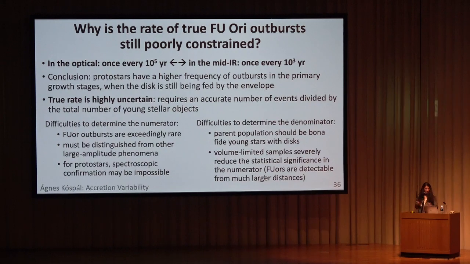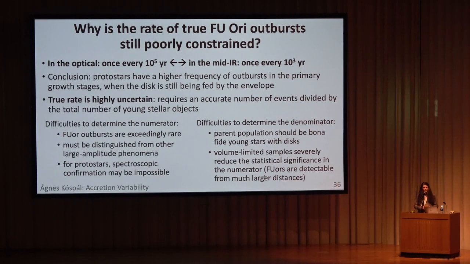So if you do these kind of statistical studies, you look at light curves in the optical, you will find that they should repeat every 100,000 years. If you do the same in the mid-infrared, you will find a different number, every 1,000 years. So from this, you may conclude that younger protostars have a higher frequency of outbursts, which kind of makes sense because at that time you still have a replenishment from the envelope.